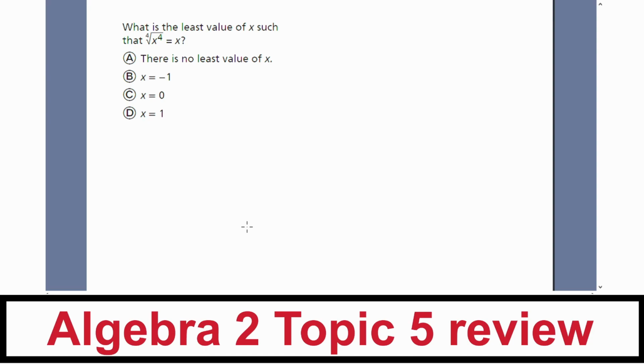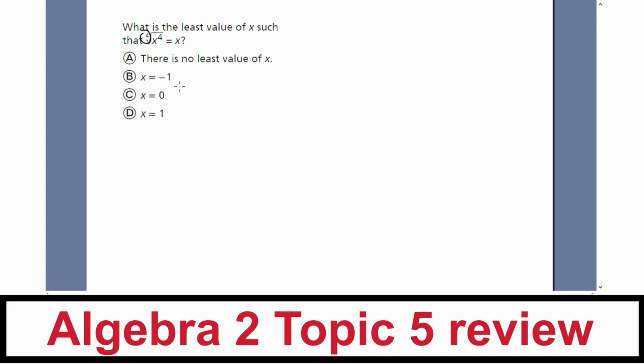For this one, this is our final one. It says, what is the least value of x such that the fourth root of x to the fourth is equal to x? And then you have the options. There is no least value of x. X is equal to -1, x is equal to 0, x is equal to 1.